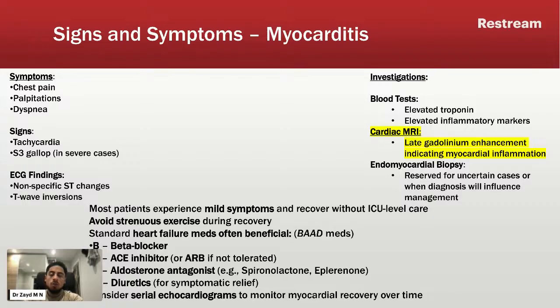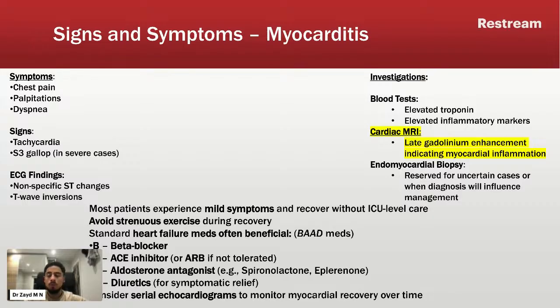So bad meds, BAAD: beta blockers, ACE inhibitors, aldosterone antagonists such as spironolactone or eplerenone, and/or diuretics such as furosemide can help provide some symptomatic relief. Okay. Oftentimes, it's also good to take some serial ECGs to monitor for recovery over time. Okay.